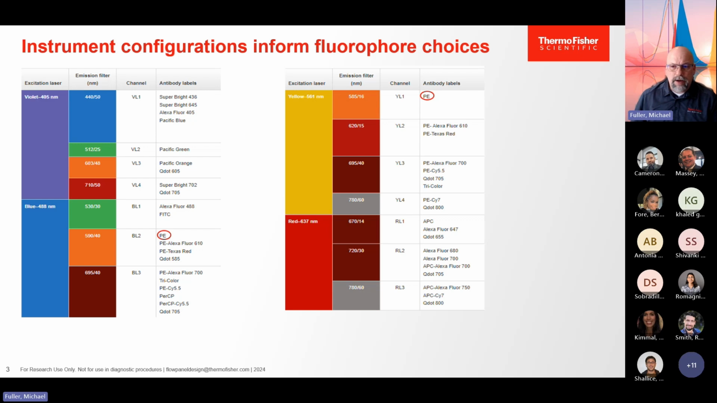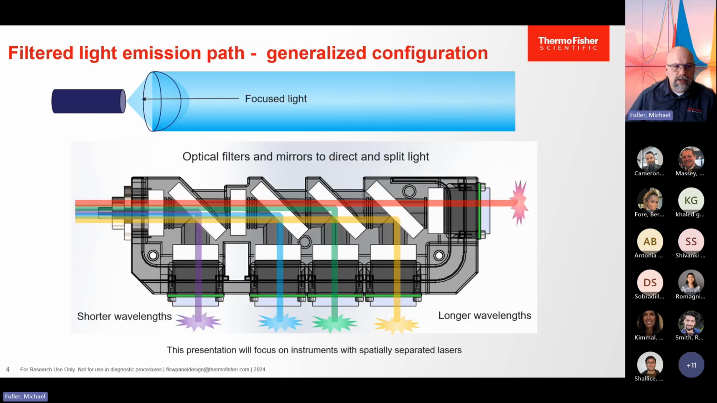So now let's talk about how exactly we achieve that. Imagine what's happening as a laser hits your cell. All of the fluorochromes that are attached to that cell or that particle that can be excited by that laser will begin to fluoresce.